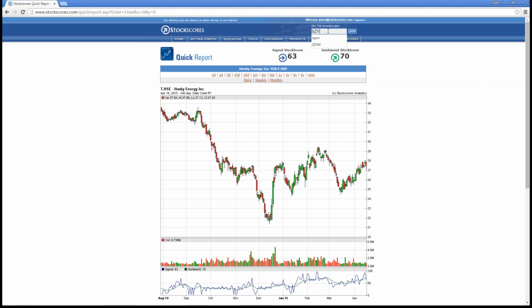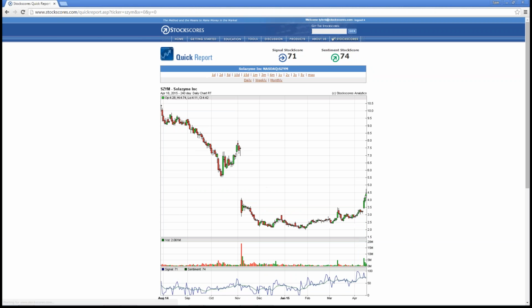SZYM, this is one of my feature stocks in my newsletter. I featured it about a month ago. It's having a real good week this week. I actually day traded it this week as well. It was a swing trade for me, or a position trade for me back here, and it's now up, I think, 35%. It's a hold. I would not buy it here, but it still remains a hold. Probably due for a pullback.